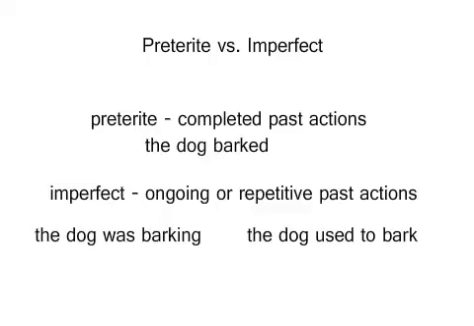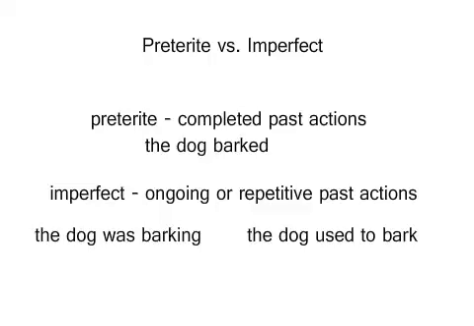A couple of simple examples in English will hopefully help clarify this for you. The dog barked would be a completed past action. The dog was barking is an ongoing past action. At that point in time, whenever it was, the dog was still barking, so that was ongoing. Or the dog used to bark. If it used to, that means that it was a repetitive thing.